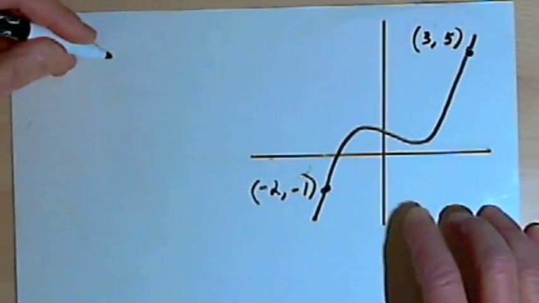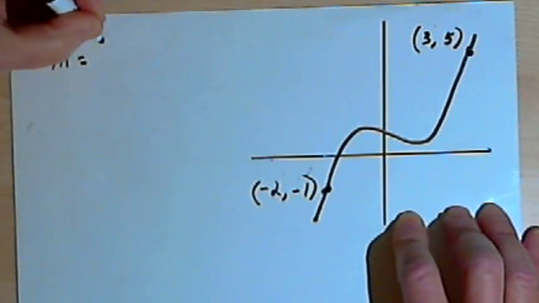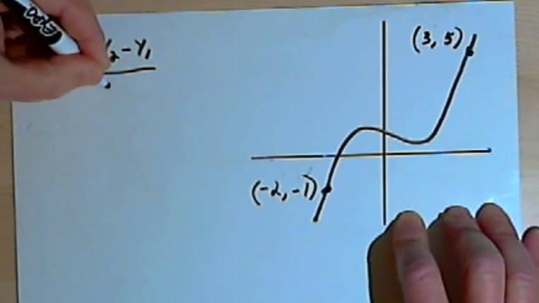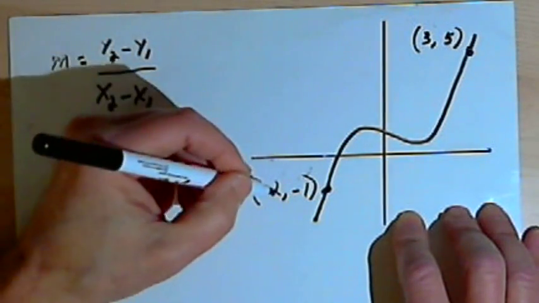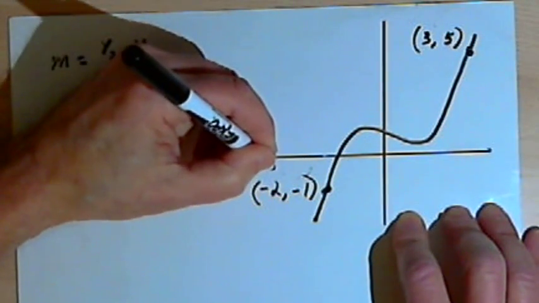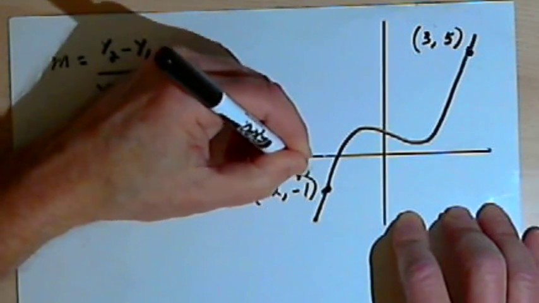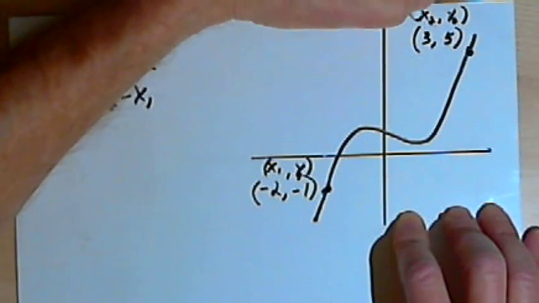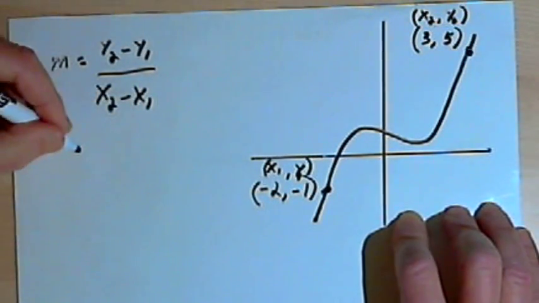Well, we have a formula for slope. That's m for slope equals y sub 2 minus y sub 1 over x sub 2 minus x sub 1. We can take these 2 points. I'll take the first point and think of that as x sub 1 and y sub 1. And I'll think of the second point as x sub 2, y sub 2. And now I'll just plug the values in for the x's and the y's.